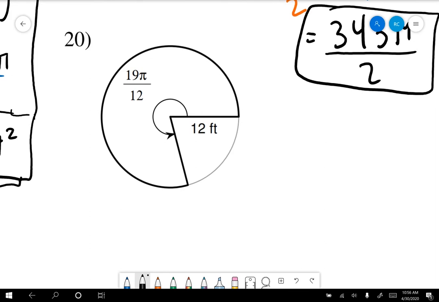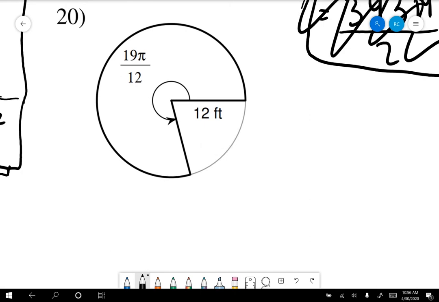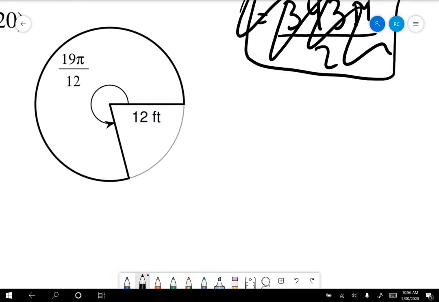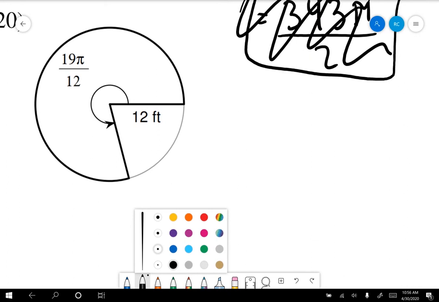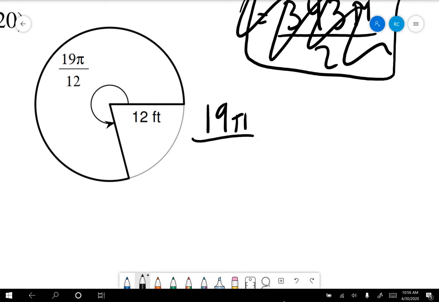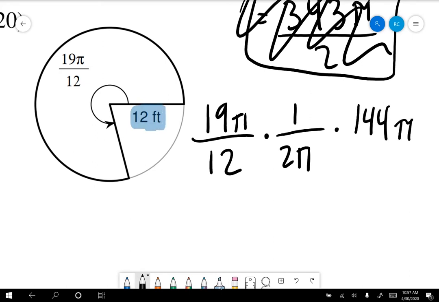Number 20, and we can ignore this stuff over here. It's not relevant. We have 19 pi over 12. And we're going to divide that by 2 pi to get our proportion. And then we're going to multiply that by pi times the radius squared. Well, the radius is 12 feet, so that's going to be 144 pi.